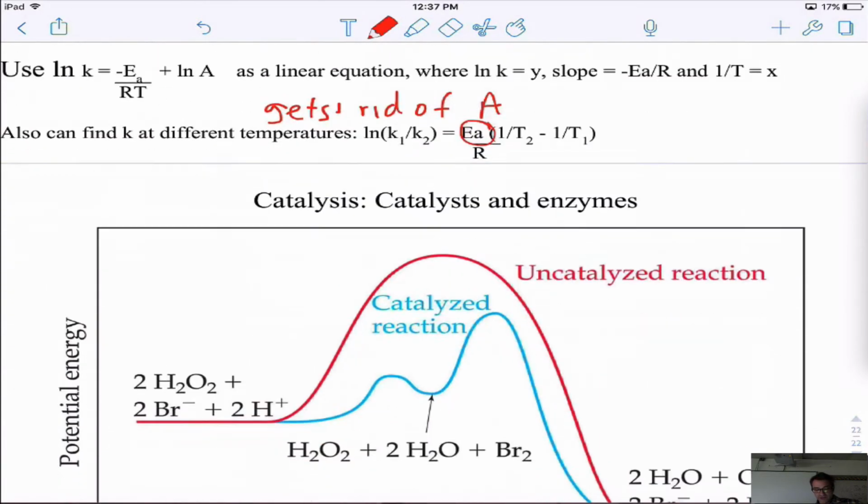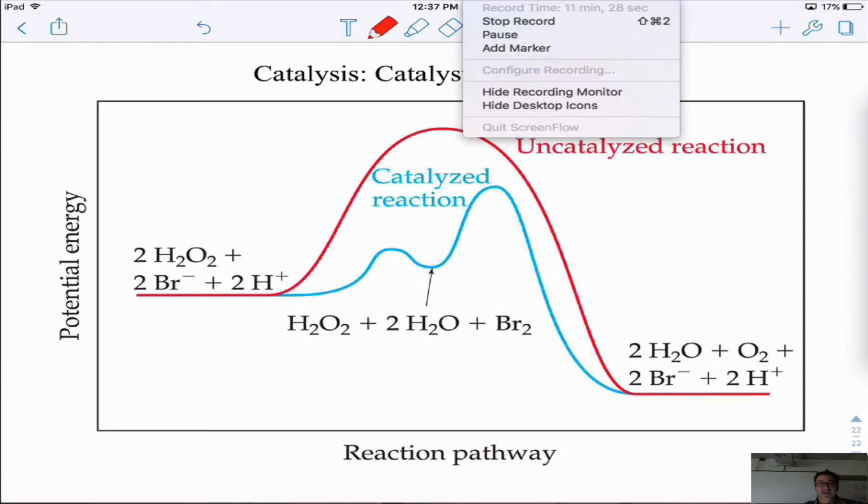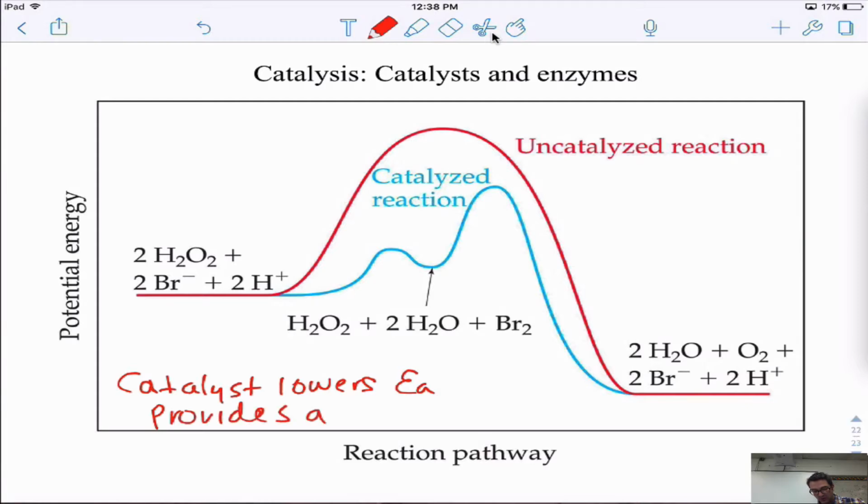So the last thing I want to talk to you about is catalysts and enzymes. When we do catalysts and enzymes, we know from last year that the catalyst will lower the activation energy. And I like this because this graph shows you how a catalyst could also work by providing an alternate pathway. You've heard that as well. So if we write this, a catalyst lowers the activation energy, but also it provides an alternate pathway.